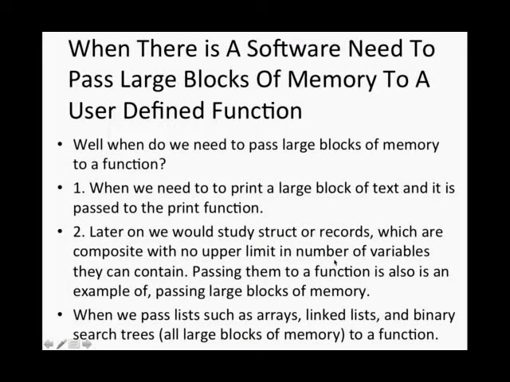Okay. The second situation is that later on we'll learn about structured records, which are composite data types with no upper limit in the number of variables they can contain. Passing them to a function is also an example of passing large blocks of memory. Or we can pass to functions large lists like arrays, linked lists, and binary search trees. These are all large blocks of memory that could be passed to a function. Those are some of the examples. And each one will be a huge memory hog if it was passed by value, passed by copy.